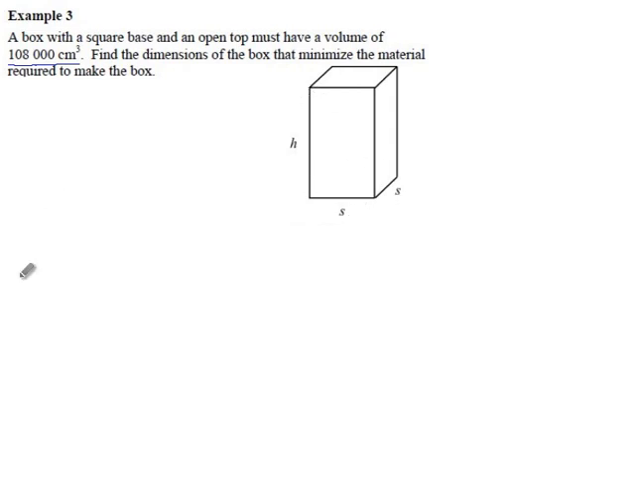It's H units high, and a little tweak to the diagram. There's no top, which means we can see down into the box. That's going to matter in a minute when we set up our equations for it. The material required to make the box when you're building something like this is its area. The total area of all these sides is how much cardboard or wood or metal we'd need to construct this thing. So minimizing the material in this case amounts to minimizing the area.